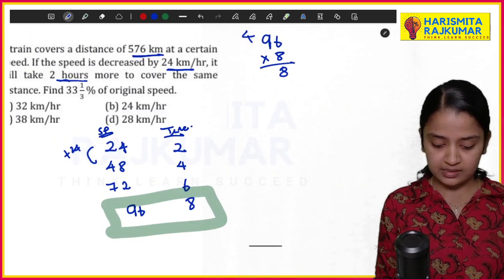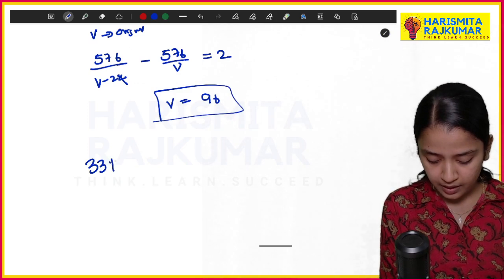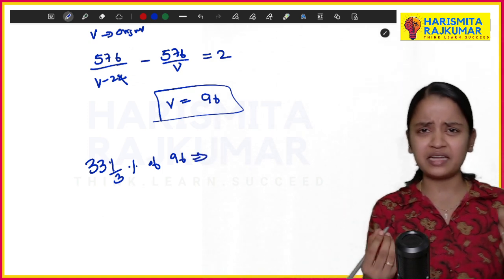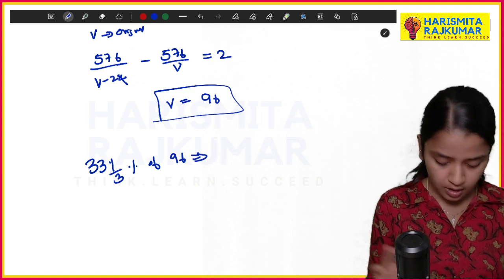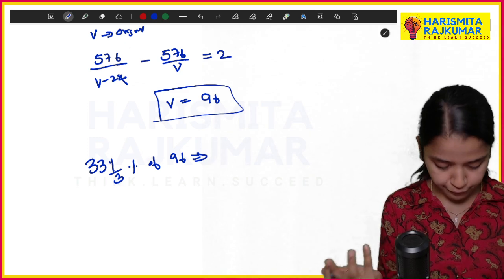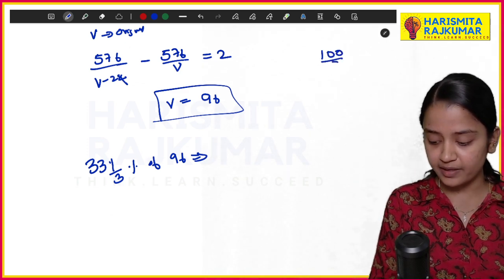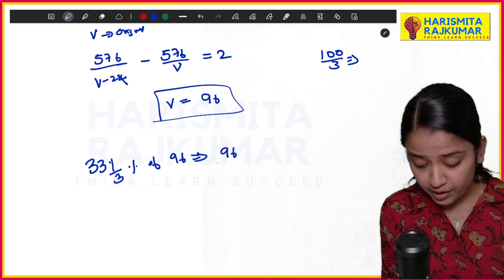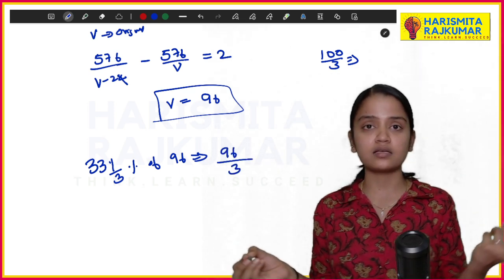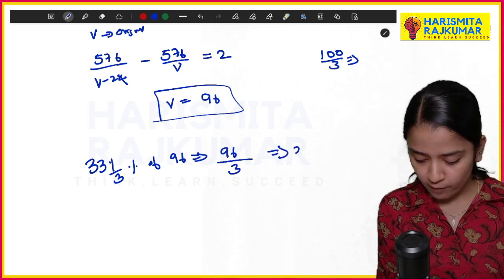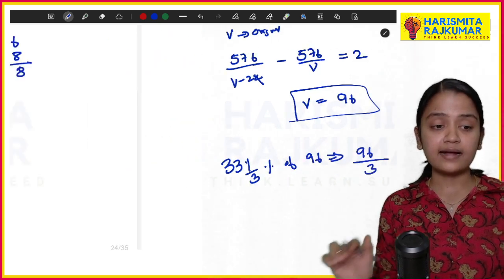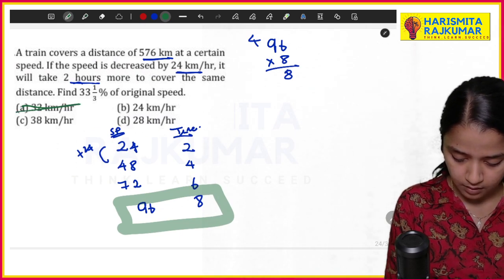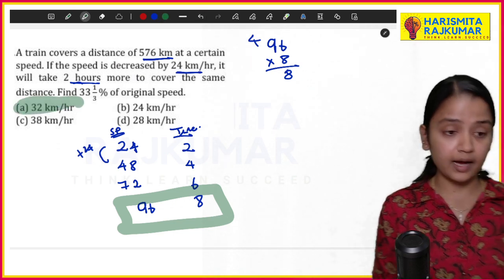Now after getting V as 96, you have to find 33 1/3 percentage of 96. Basically that percentage is nothing but 100 by 3, right? So you have to divide by 3. I already told you in the basics class that if this percentage is asked, you just divide by 3. So you'll be having 32 kilometers per hour. That is your answer. 32 kilometers per hour is your answer.